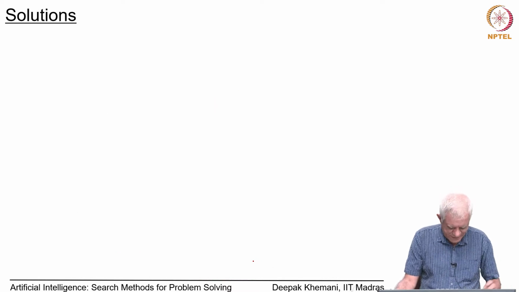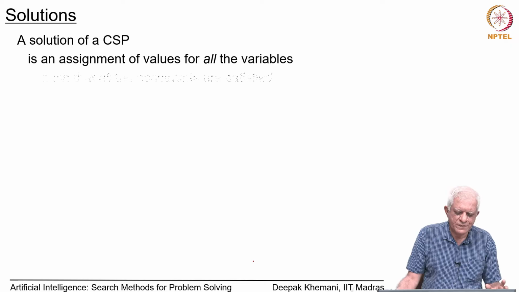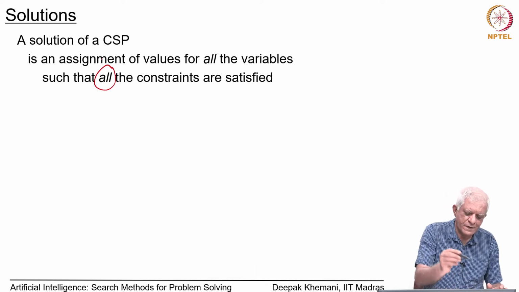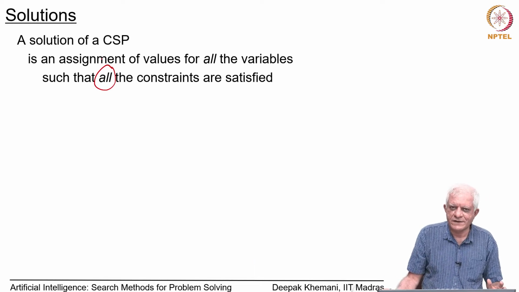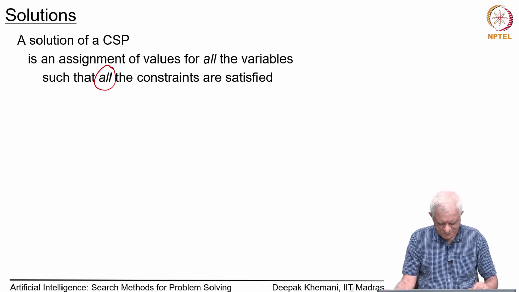Solutions are that for each variable you have to find a value. So, a solution of a CSP is an assignment of a value to every variable, or assignment of values to all variables. So, the variables get values from their respective domains essentially, and the values should be such that all the constraints are satisfied. If you do that, then you have a solution to the problem.